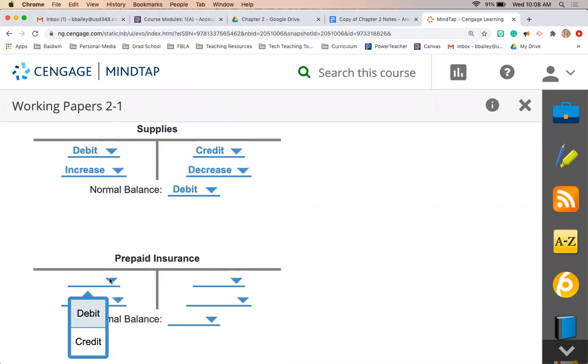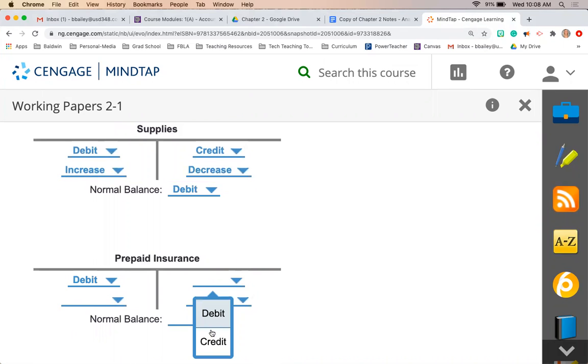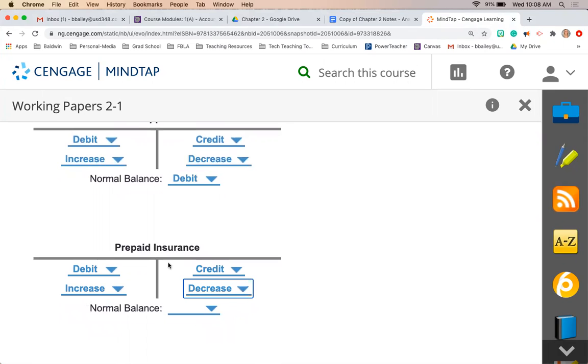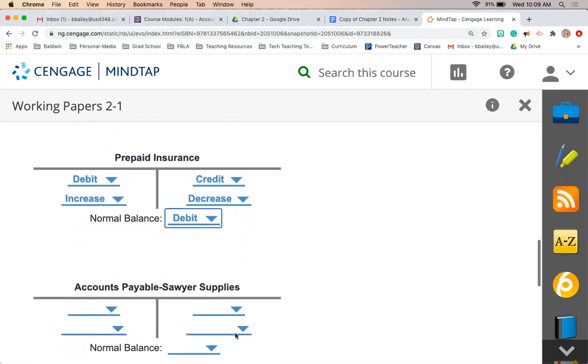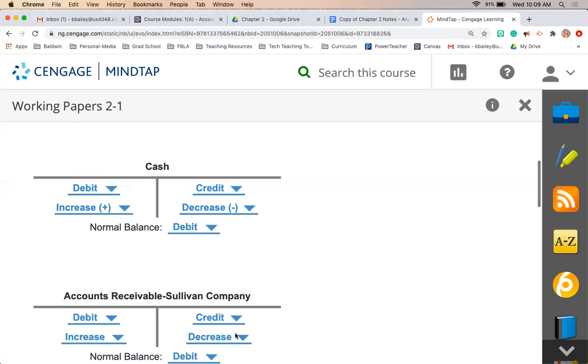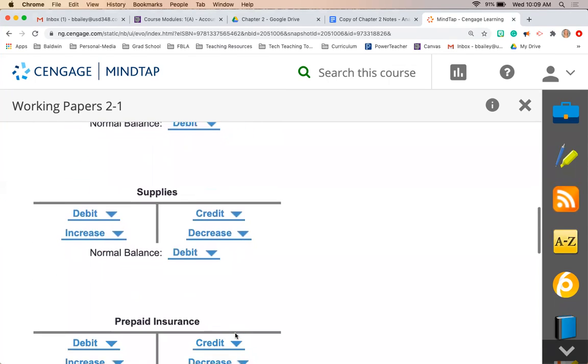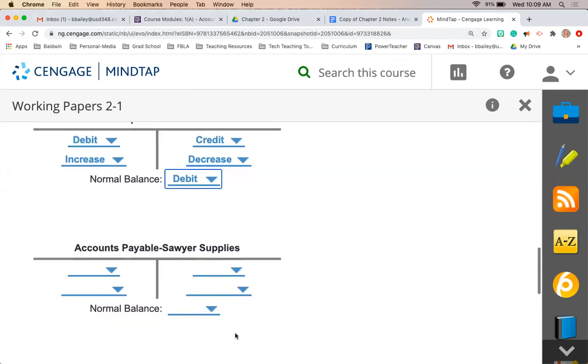Prepaid insurance, very similar. Debit left, credit right. Always increases with a debit because it is an asset. Decreases with a credit because it is an asset. Normal balance is the debit side. Okay, those are our main assets that we see: cash, accounts receivable, supplies, prepaid insurance.